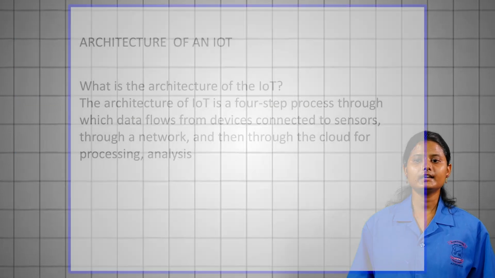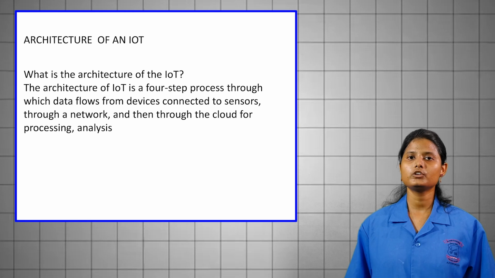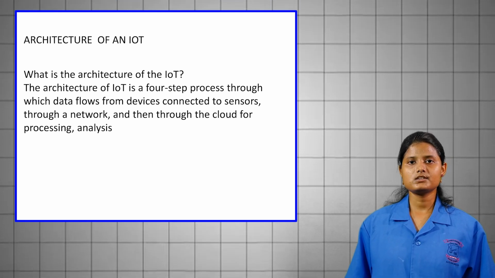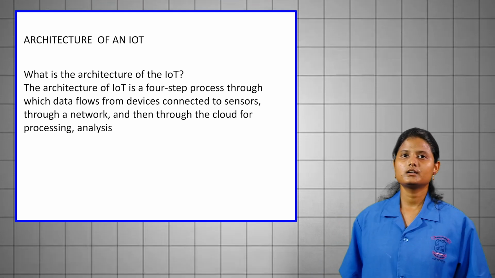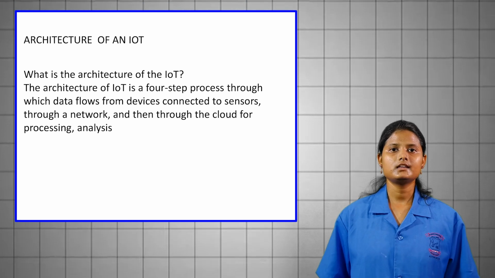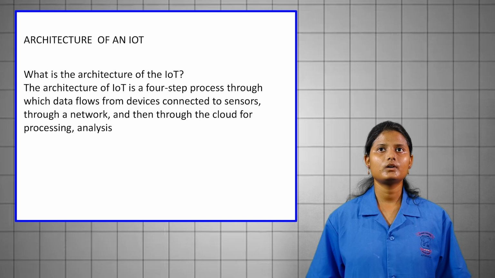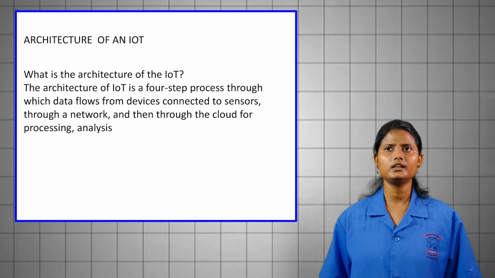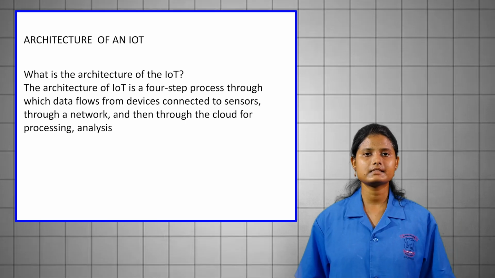Next, agriculture. In the agriculture field, IoT is used for irrigation facilities, and the farmers monitor the crops' growth and fertilizers. Next, architecture of an IoT. It has a 4-step process called sensor, network, processing, and analyzing data.